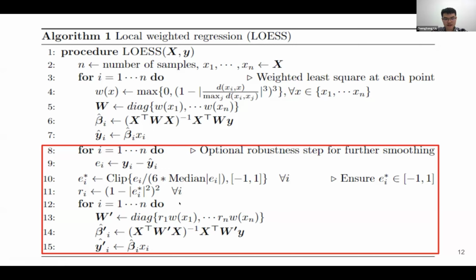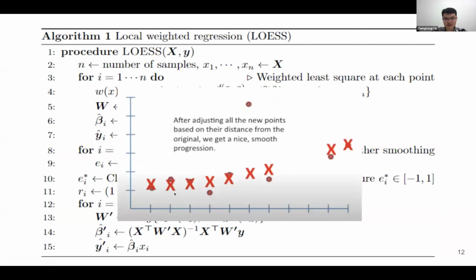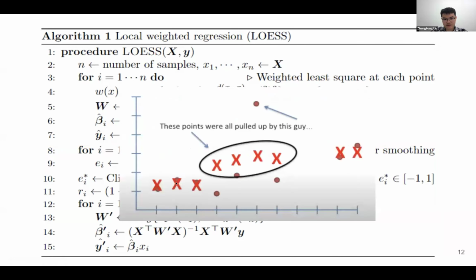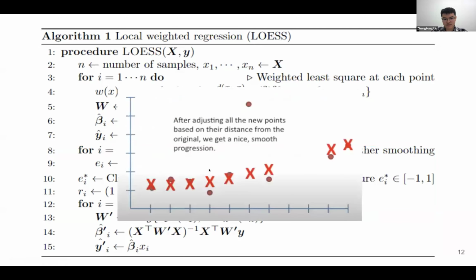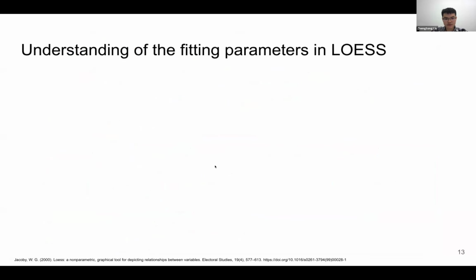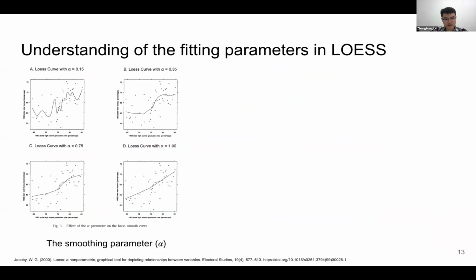And after this second step, we can see that the curve is much smoother than the previous one. If I show the previous plot, we can see that this is not so smooth, and this is much smoother. And we also want to understand some fitting parameters of LOWESS regression.